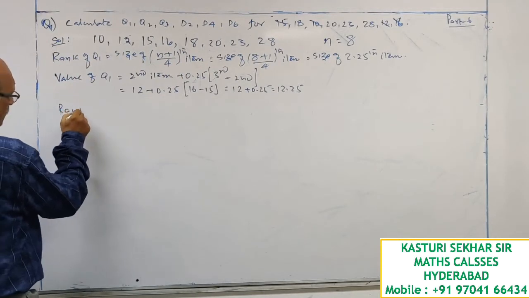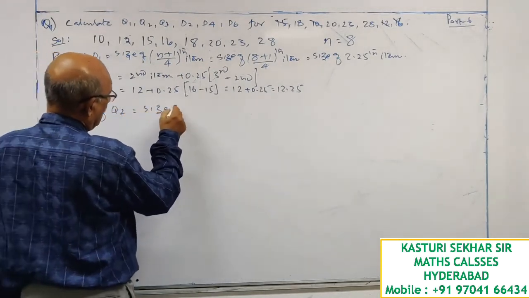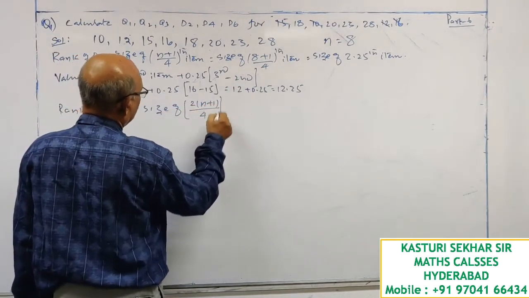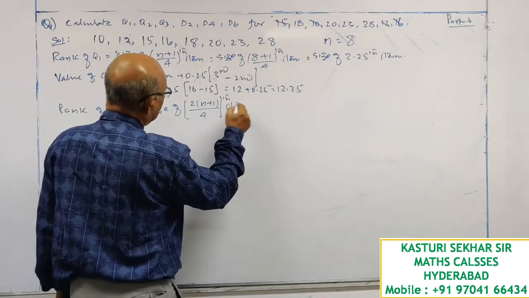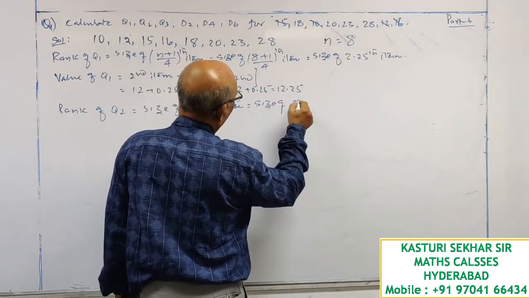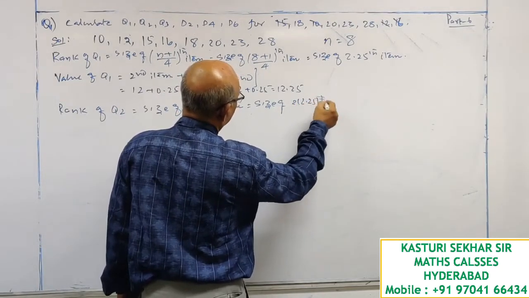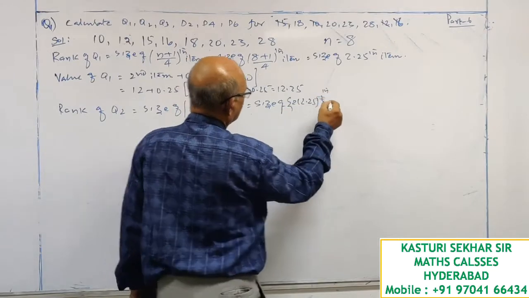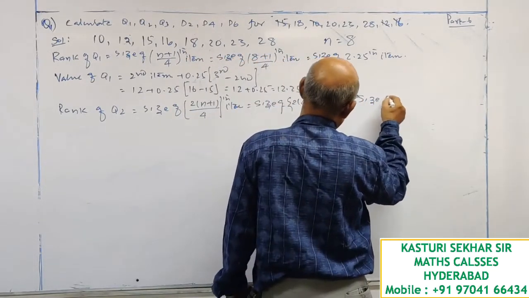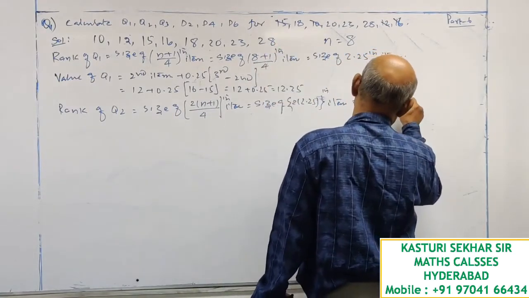Next, rank of Q2. This is size of 2 into (n plus 1) by 4th item. This is equal to size of 2 into 2.25 item. This is equal to size of 4.5 item.